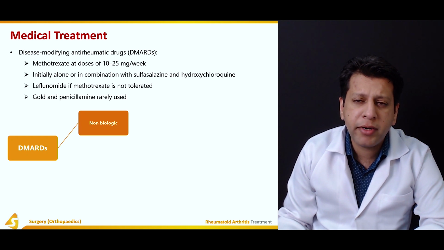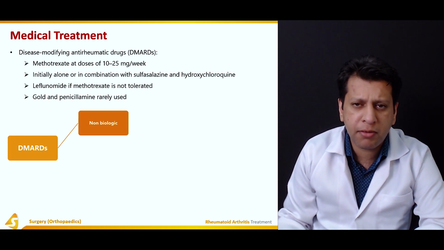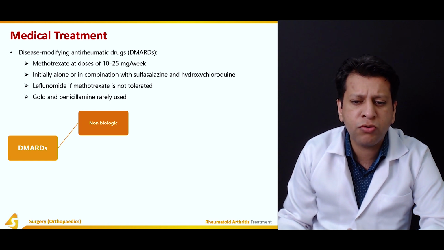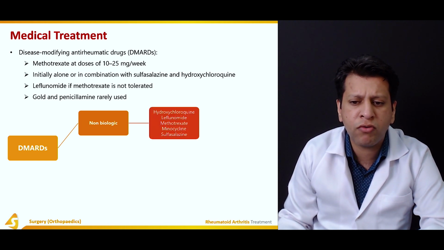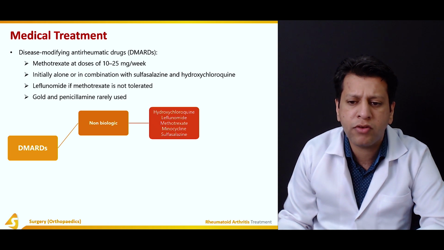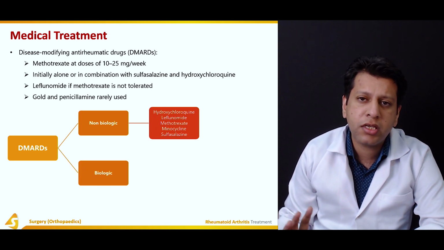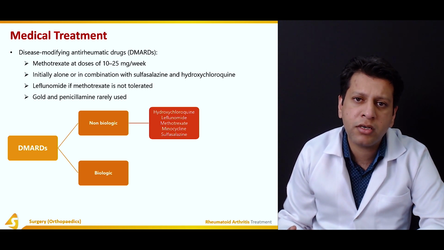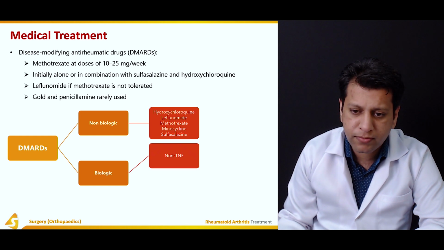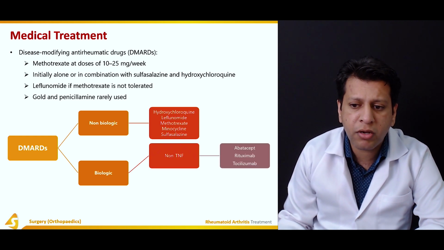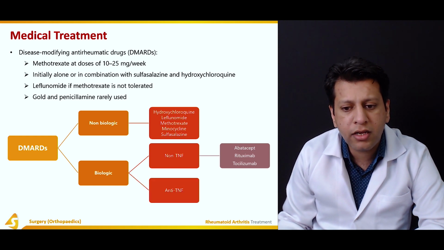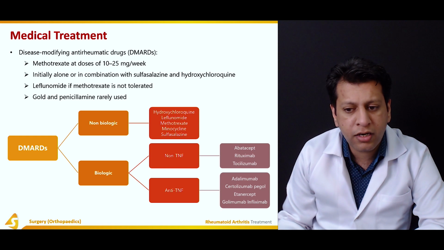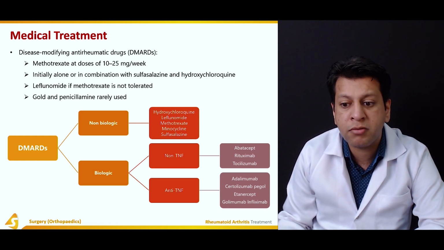Now, DMARDs can be divided into two types: non-biologic and biologic. Non-biologic includes drugs such as hydroxychloroquine, leflunomide, methotrexate, minocycline, sulfasalazine. Biologic drugs include another class, which is either TNF inhibitors or non-TNF. Non-TNF include abatacept, rituximab, and tocilizumab, while anti-TNF inhibitors include adalimumab, certolizumab, etanercept, golimumab, and infliximab.